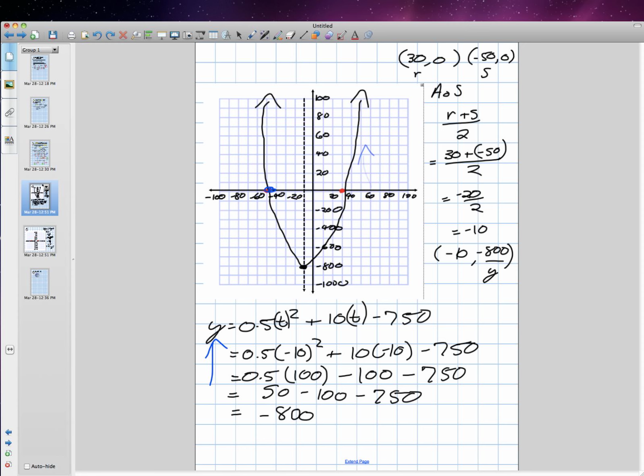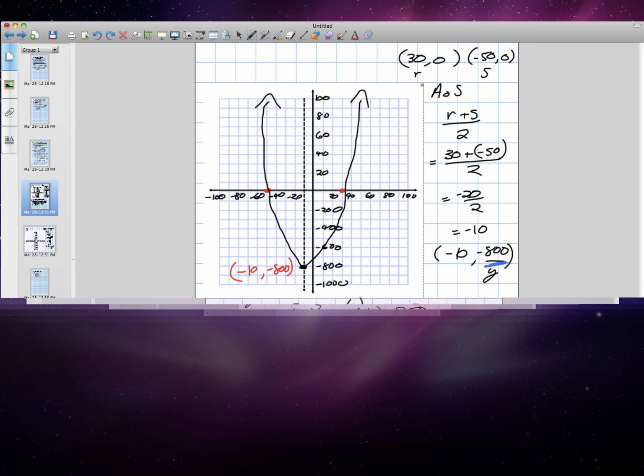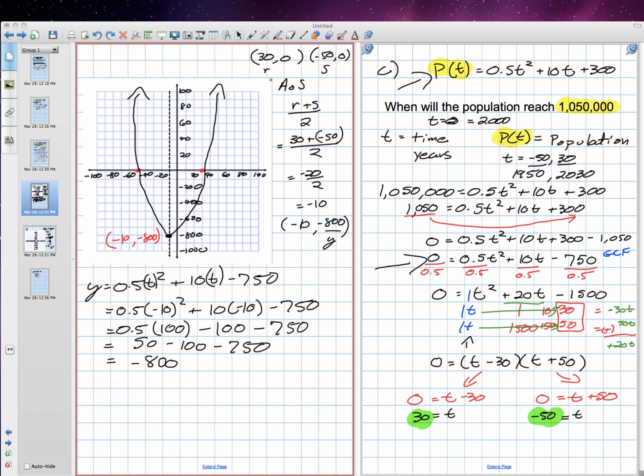Remember, right here is when the population will be 1,050,000. Those are our 2 x-intercepts. We then found the axis of symmetry by using this equation, r plus s divided by 2. Once we had the axis of symmetry, we plugged that number back into the equation to find the y value of the vertex. So our vertex is negative 10 and negative 800. That's everything together.